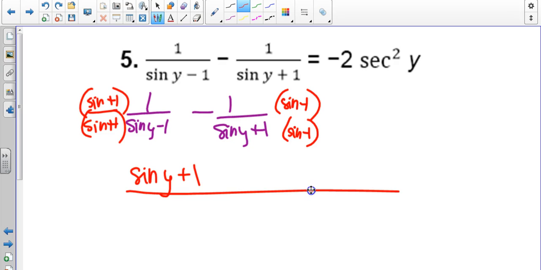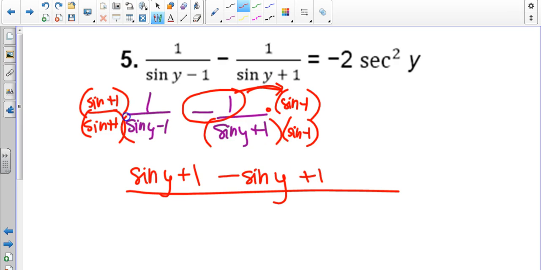Be careful though. What are we multiplying that by? Yes, this is a negative 1. So when I distribute that through here, I get a minus sine and a plus 1. Everybody okay with that? Negative 1 times sine, negative 1 times negative 1 is plus 1. Okay, what happens in the denominator if I FOIL those together?